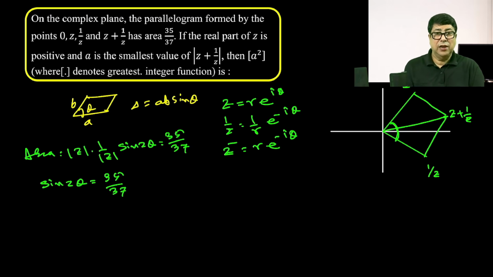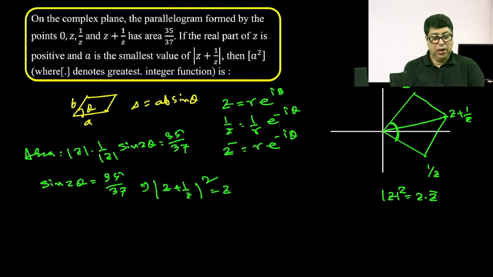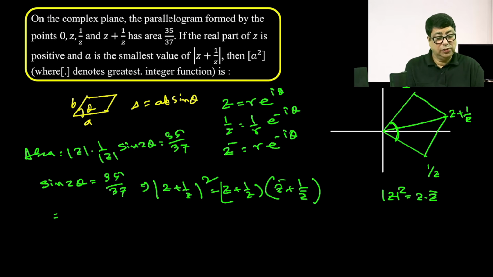Now, what is needed? Needed is the value of mod of z plus 1 by z. So, as we know that mod of z square equal to z into z bar, that we know. Therefore, I can say here that mod of z plus 1 by z whole square equal to what? Equal to z plus 1 by z into z bar plus 1 by z bar. Okay, now let's multiply, and as we know that z into z bar equal to mod z square. Therefore, this is r square.